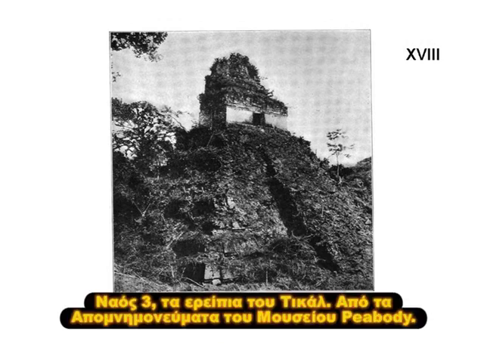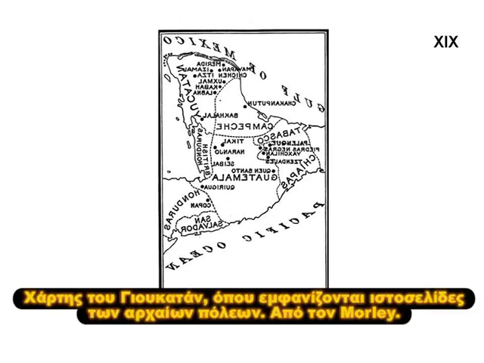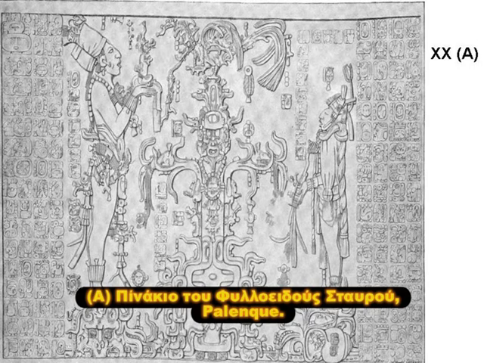Temple 3, Ruins of Tikal. After Memoirs of the Peabody Museum. Plate 19. Map of Yucatan, showing sites of ancient cities. After Morley. Plate 20. A. Tablet of the Foliated Cross, Palenque.